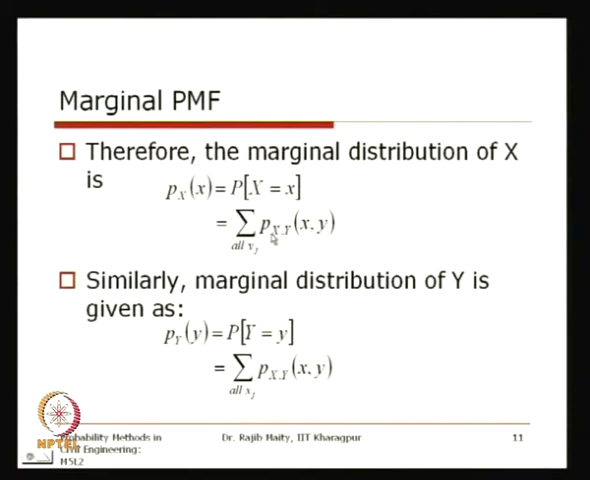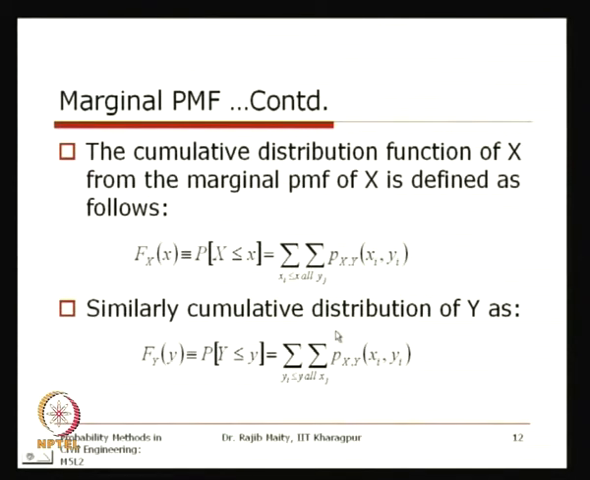Here, when we are getting it, we are summing up for all y. This is important: when we are getting the marginal distribution of one random variable, we are summing up over the other one. So here, for the marginal distribution of x, we are summing up the joint PMF for all y. Now similarly, for the marginal distribution of y, we should sum up for all x. This will be more clear with respect to the example that we are going to discuss after this.